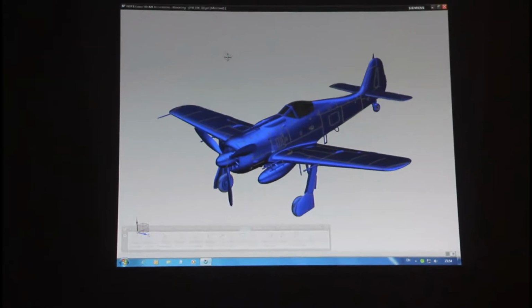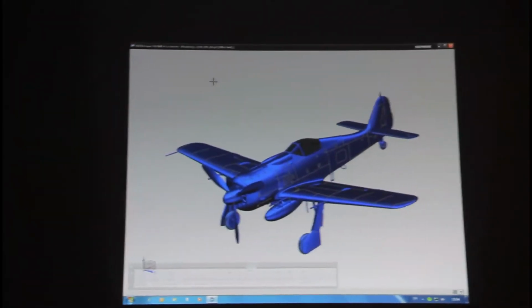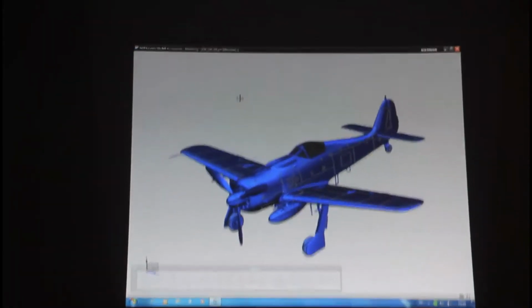It's our scaled down 1:48 Focke-Wulf to 1:72 scale.